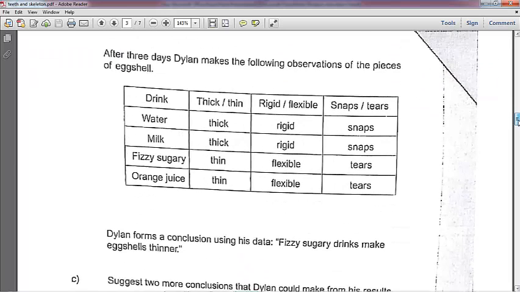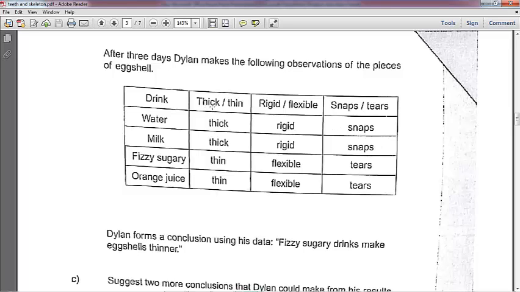After 3 days, Dylan made the following observations of the pieces of eggshell. Observation means he looks at the eggshell to see what happens to them. And he writes his results in this table. In case of water, the eggshell remains thick, rigid, and snaps.